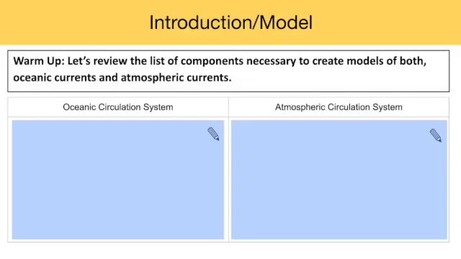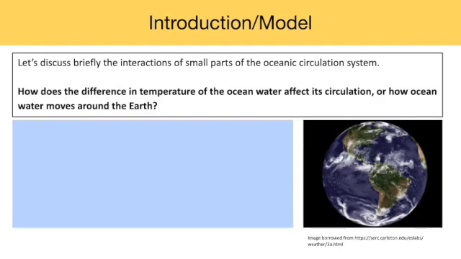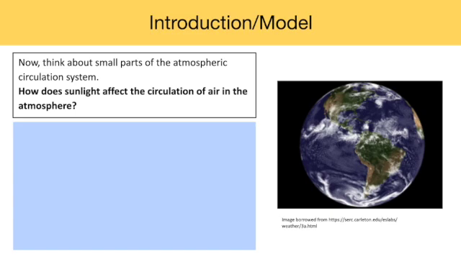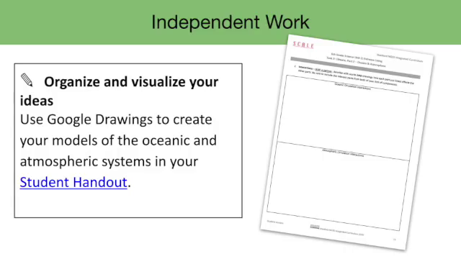Guide students toward creating their models by first reviewing the factors that influence oceanic and atmospheric circulation. Be sure to emphasize how sunlight and differences in temperature are both major drivers of atmospheric and oceanic circulation. To create their models in the student handout, students can use Google Drawings, a feature available through Google Docs.